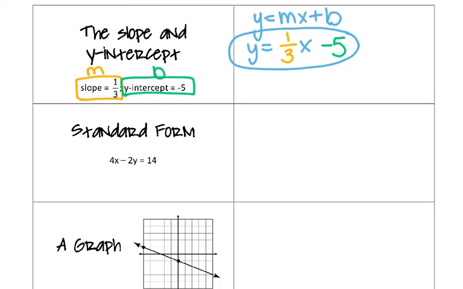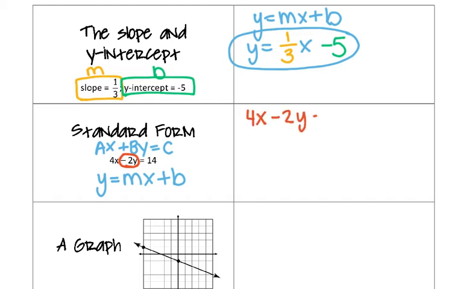The second one we're going to see is standard form, and we already talked about this in class as well. Standard form is ax plus by equals c, but remember we want it to look like y equals mx plus b, which means we need to isolate the y and get the y by itself. So if I rewrite 4x minus 2y equals 14, and I want to get the y by itself, I'm going to box my y and draw my line. I need to move 4x to the other side. Well, it's positive, so I'm going to subtract 4x here and subtract 4x here.